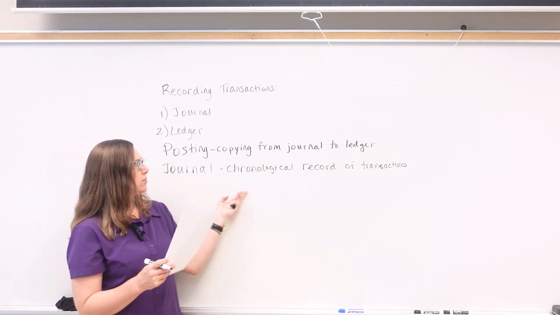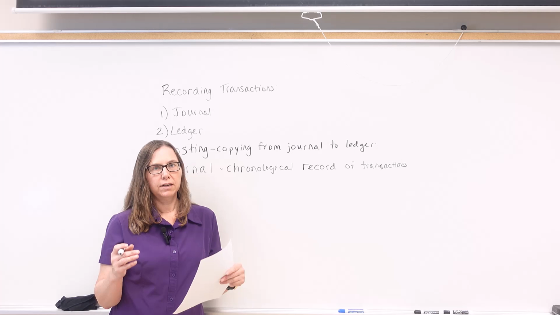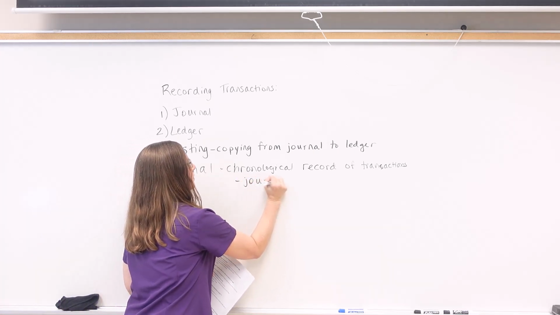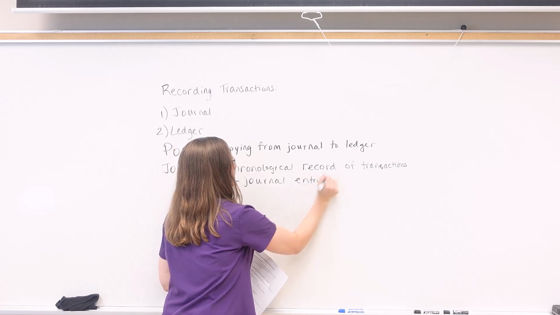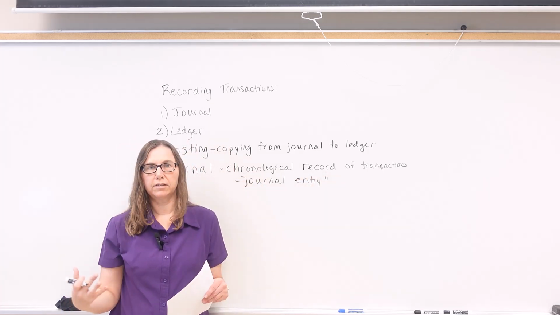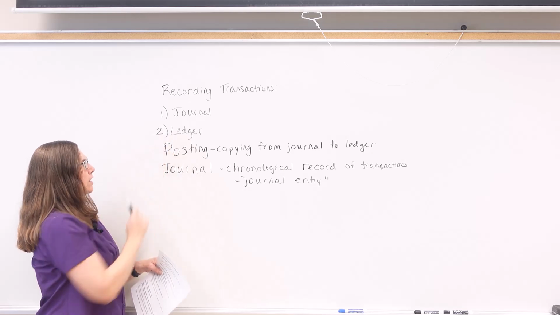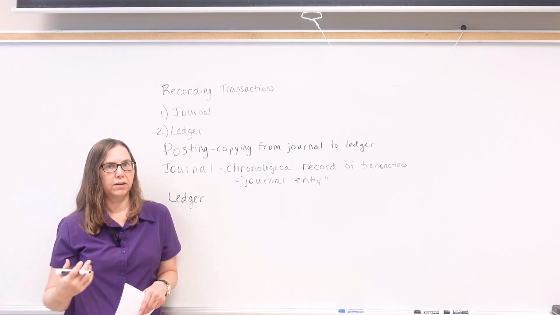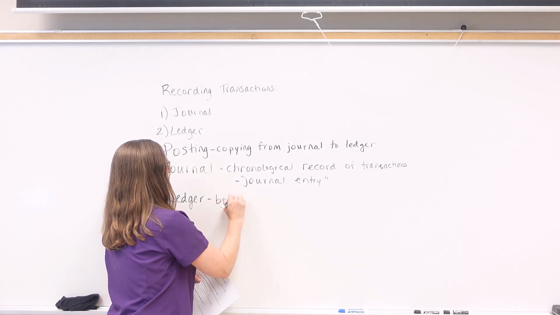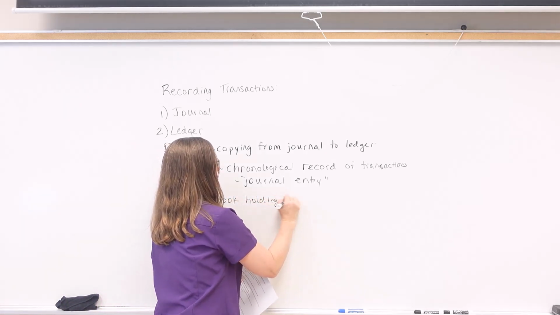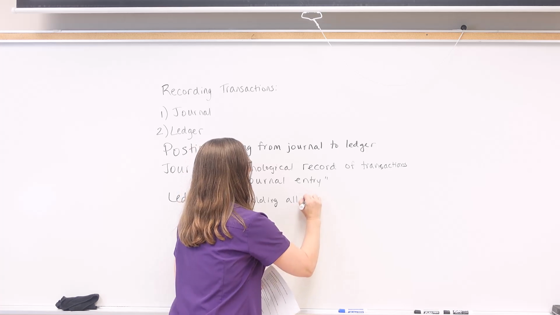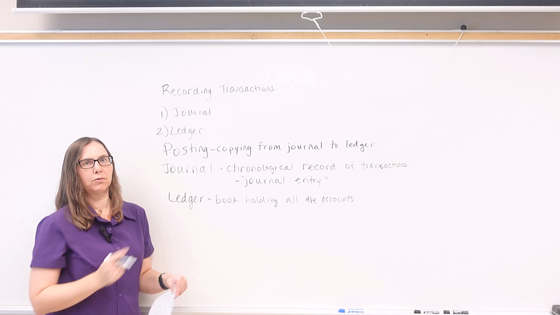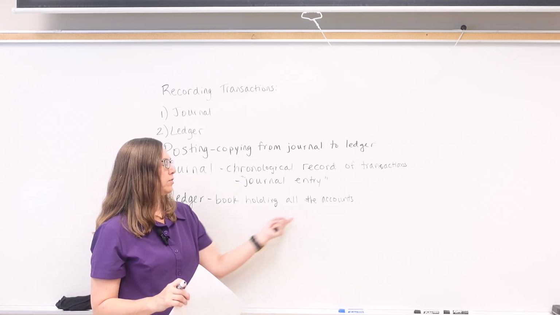So a journal is a chronological record of transactions, and you would be doing something called a journal entry in this, which we're going to learn in a different video. And then the ledger, the second spot, a ledger is just a book holding all the accounts. So whatever you do in step number one carries forward to the ledger where all the accounts are set up.